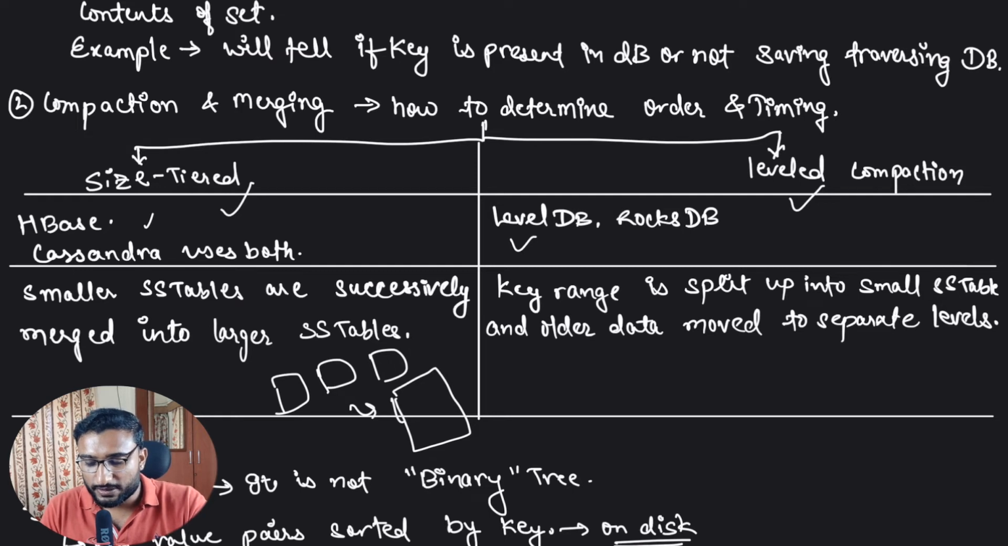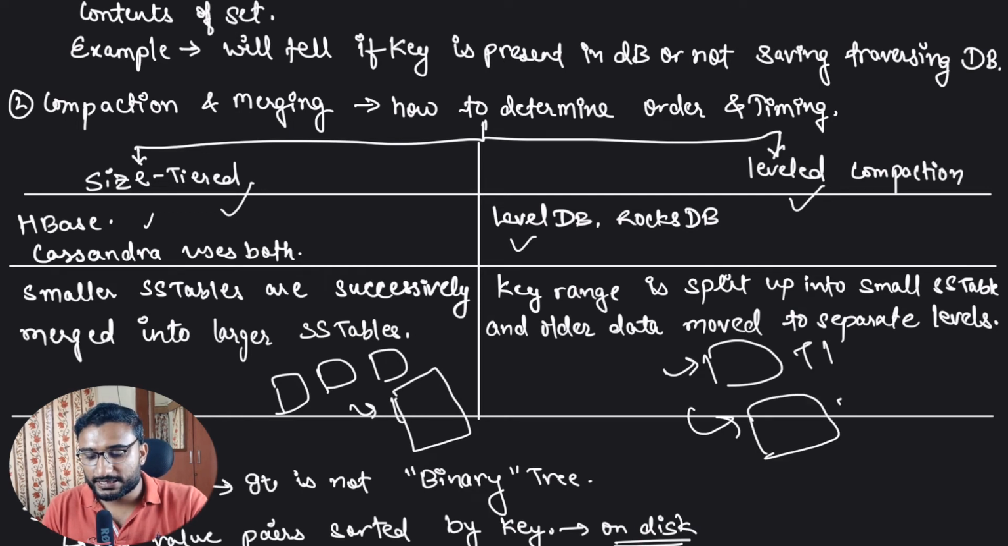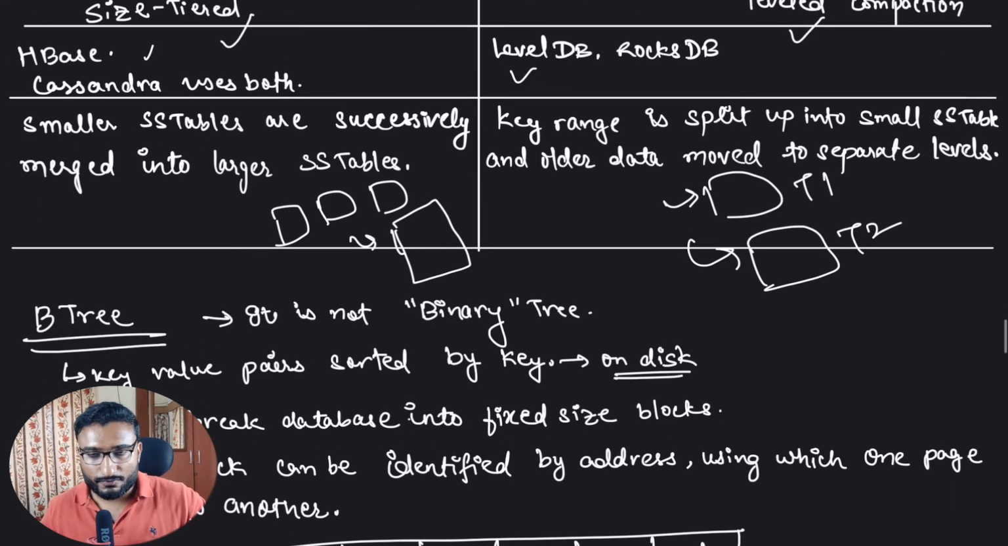And in case of leveled compaction, it will be based on keys, and basis the keys it will be split into multiple levels. So the key range is split up into small SS tables and all data moves to separate levels. समझे बात? ठीक है, ये एक लेवल था, यहाँ पे मान लो टाइम T1 का डेटा है, then it is moved again to T2, which is level 2, which has data related to the T2 timestamp. समझे बात? So this is all about LSM trees and SS tables.